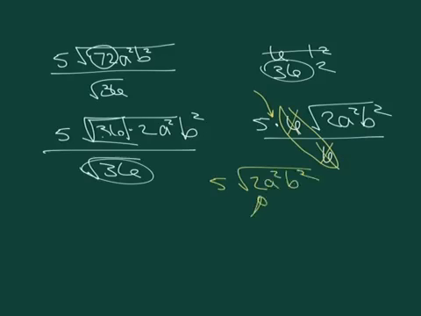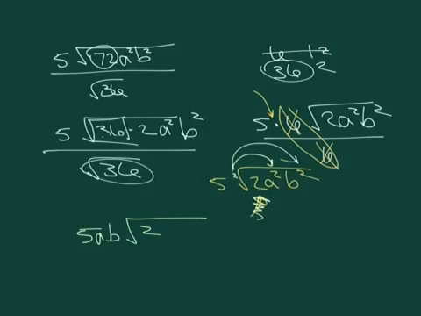Now 2 cannot be simplified. That's as simple as I can get. So 5 square root of 2. Now there's a 2 there, right? How many times does 2 go into this 2? Once. How many times does 2 go into that 2? Once. And the 2 can't be simplified, so I am done there.